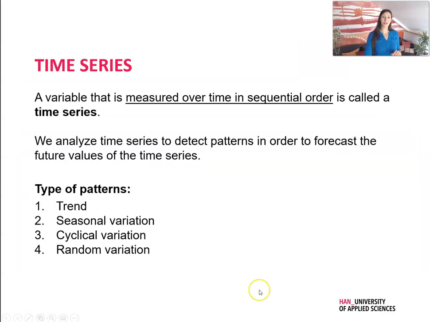And if you finish with the knowledge check, we can move on to the concept of time series, which are variables measured over time in sequential order. Now, we analyze this time series to detect patterns so we can forecast. Depending on what patterns we see in the past, that might give us a better indication of what will happen in the future. And there are 4 patterns we'll discuss in this class. We have trend, and then we have seasonal, cyclical, and random variation. Let's look at each of them individually.